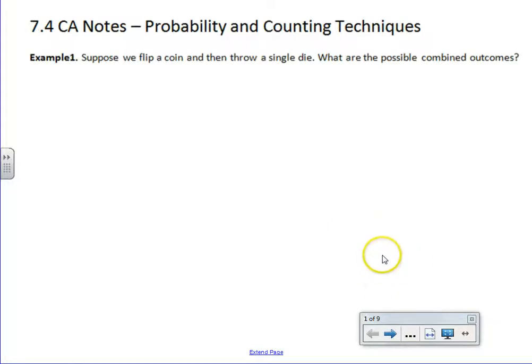The first thing I want you to do is draw what's called a tree diagram of the outcomes. So we're going to start with the coin toss. When I toss a coin, it could either land on heads or it could land on tails. And then once it lands on heads or tails, there's six more outcomes after that because we're going to throw a die. So it could land on a 1, a 2, a 3, a 4, a 5, or a 6.